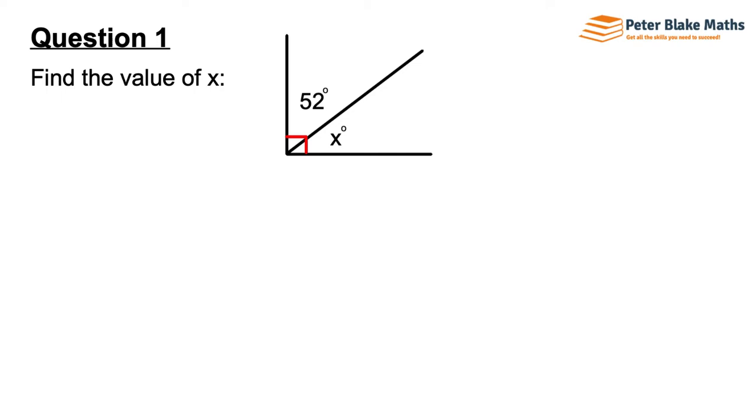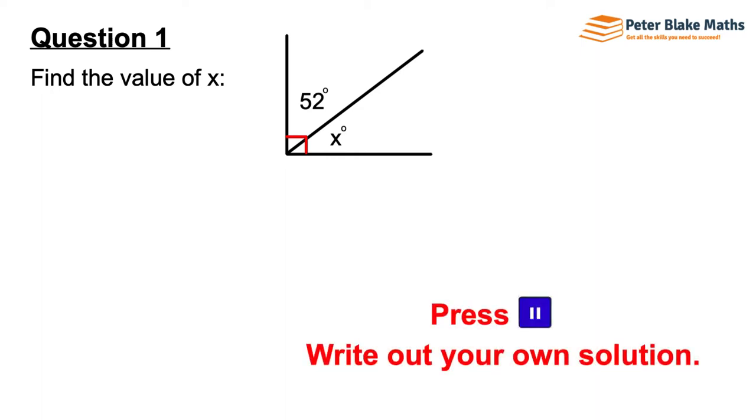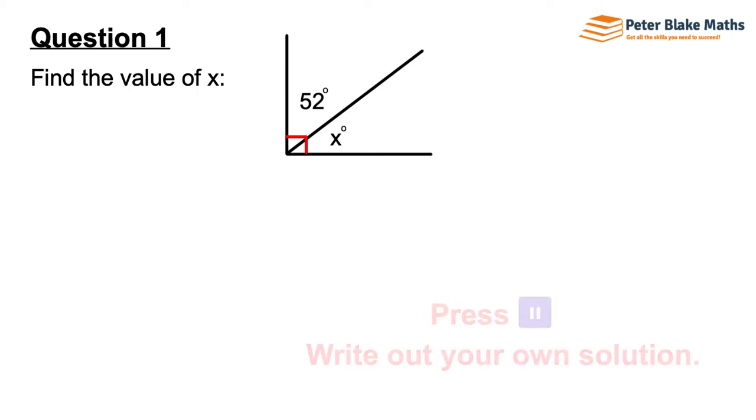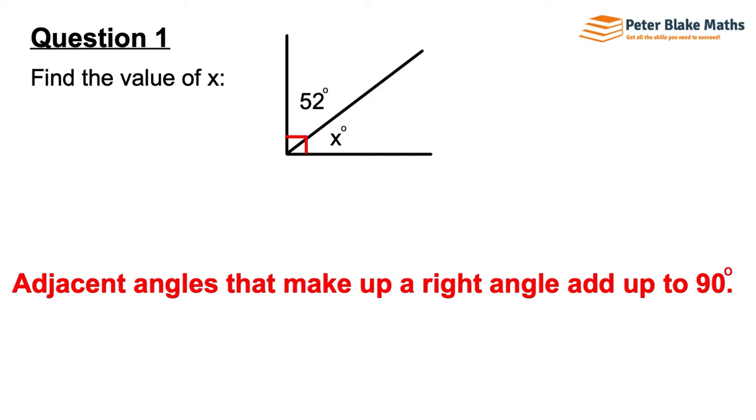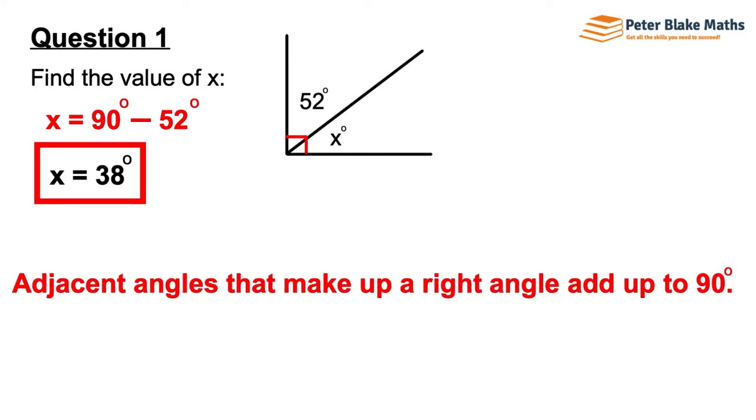Question 1. Find the value of x in the diagram below. Adjacent angles that we have here that make up a right angle, we know they add up to 90 degrees. So we can find x by taking away 52 from 90. So x equals 90 minus 52. So x equals 38.